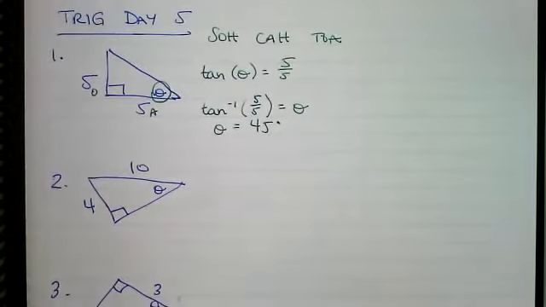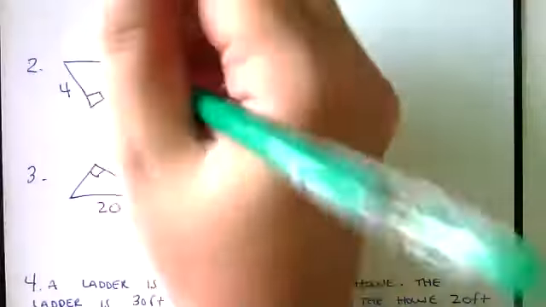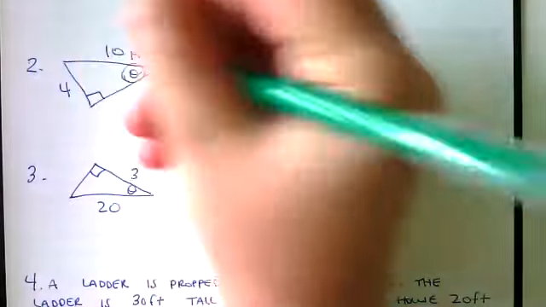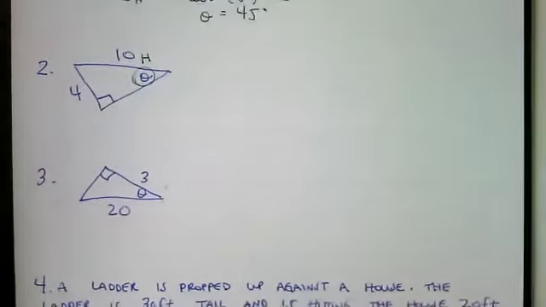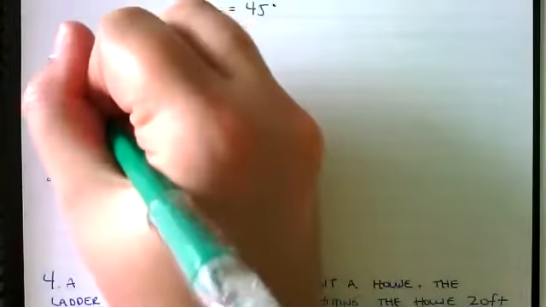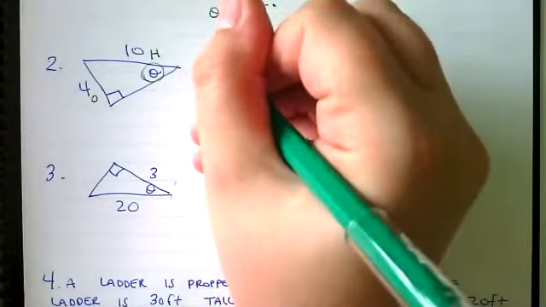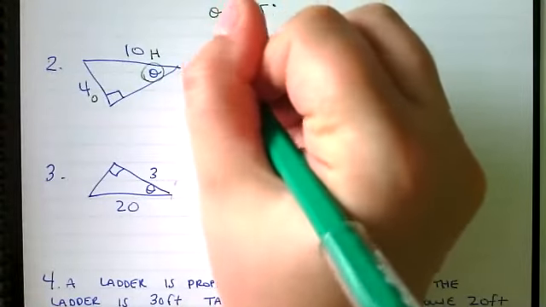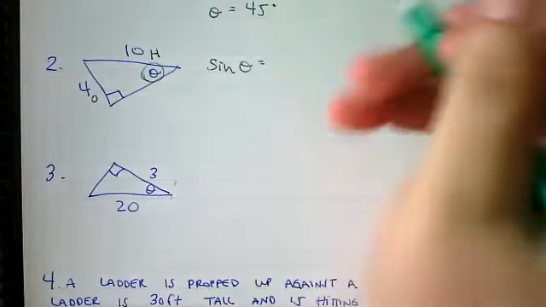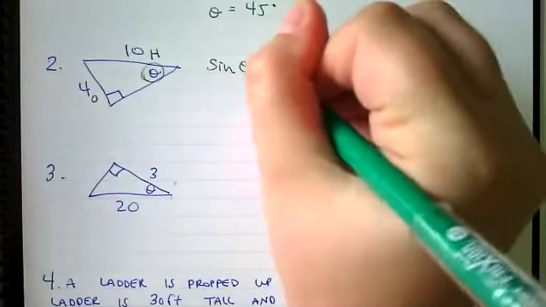So I'm going to do the same thing for question number 2. Here's my angle. 10 is my hypotenuse, and then 4 is my opposite. So I'm going to be using sine because sine is opposite over hypotenuse. So I've got sine of theta equals 4 over 10.